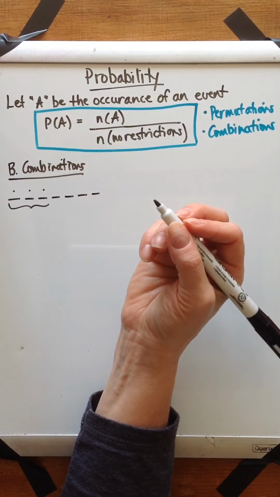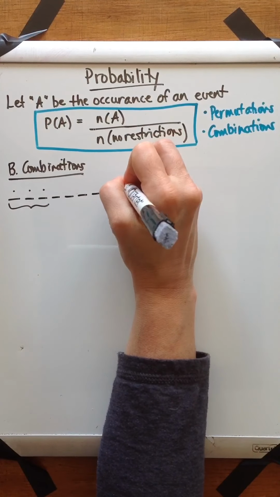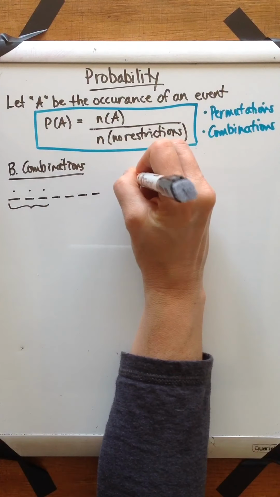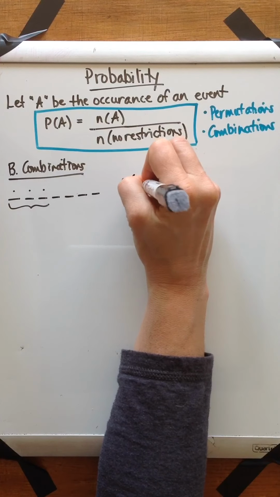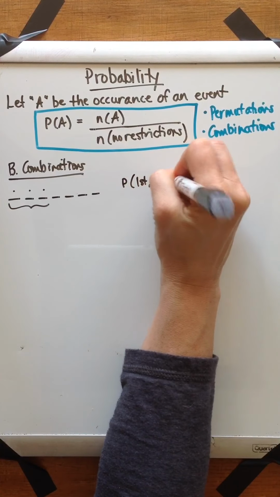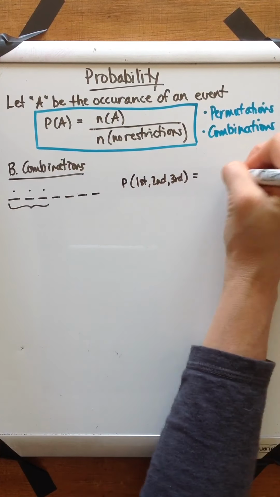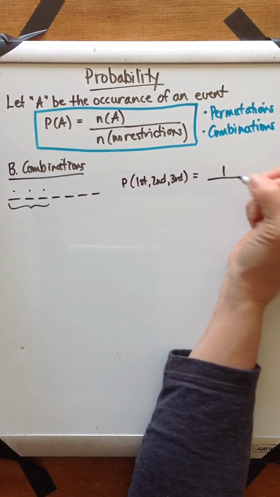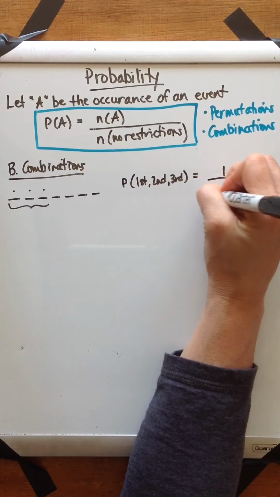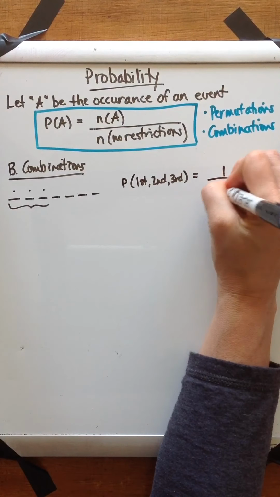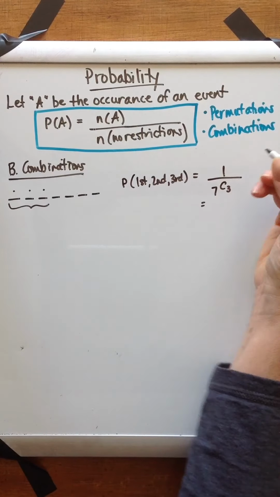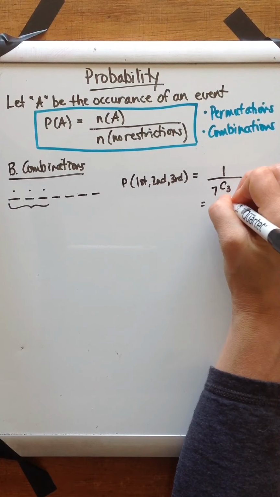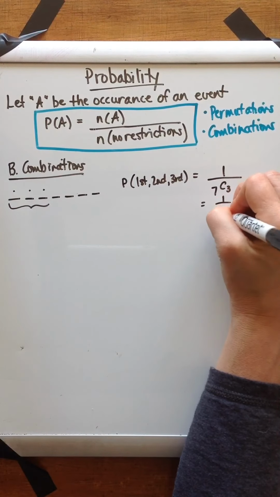Well, that's a clue to us that this is a combination instead. So the probability of looking at first, second, and third is still one occurrence. Only one person can actually be in first, second, or third place. But if we're not concerned about order, we can write this as a combination instead of a permutation. And 7 choose 3 comes out to 1 out of 35.